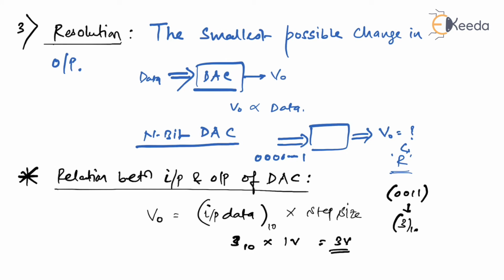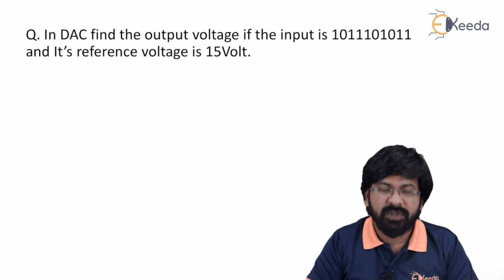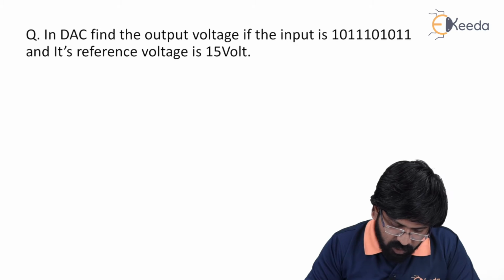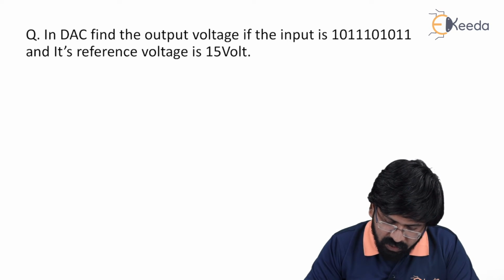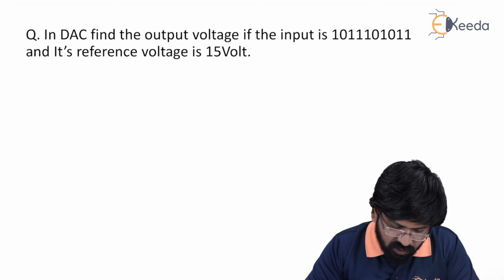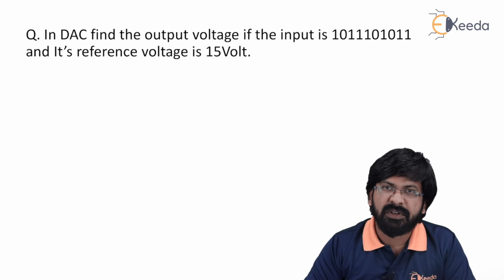Is that right? I'm sure you understood this relation, and you'll get clarity when you actually solve a problem based on this. So in the next slide, we are going to solve a problem based on this. You have to remember this formula. If this formula is known to you, only then is it possible to solve the problem. The question has appeared on the screen. In a DAC, find the output voltage if the input is 1011101011 and its reference voltage is 15 volt.